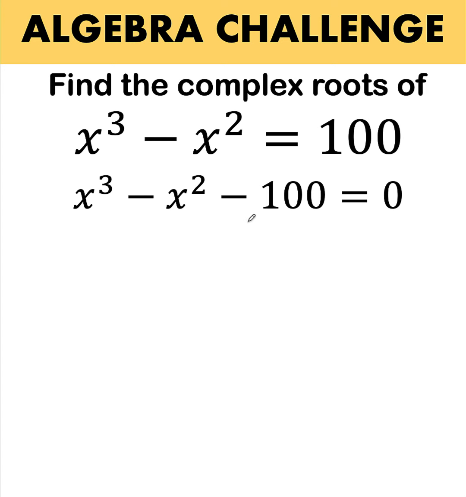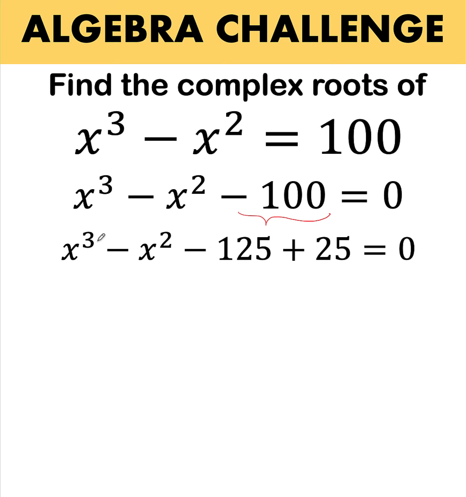Notice now that this 100 can be split into two numbers so that we can form a difference of 2 cubes and a difference of 2 squares. If we cube 5, we'll get 125, and if we square 5, we get 25. We can split this minus 100 into minus 125 plus 25. Anyway, the sum of negative 125 and 25 is negative 100. Then let's rearrange the terms.